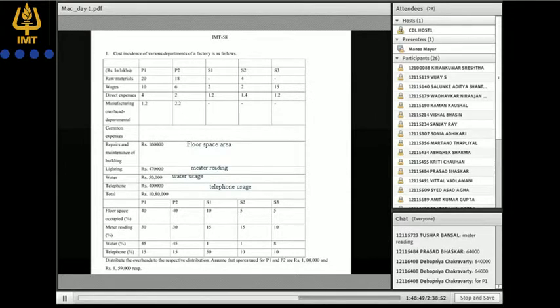Correct? Now in the same manner, meter reading in percentage, P1 shares 30%. So the lighting cost should also be shared in the same proportion. So 30% of 4,70,000 for P1, 30% of 4,70,000 for P2, 15% of 4,70,000 for S1, 15% of 4,70,000 for S2, and 10% of 4,70,000 for S3. Right?